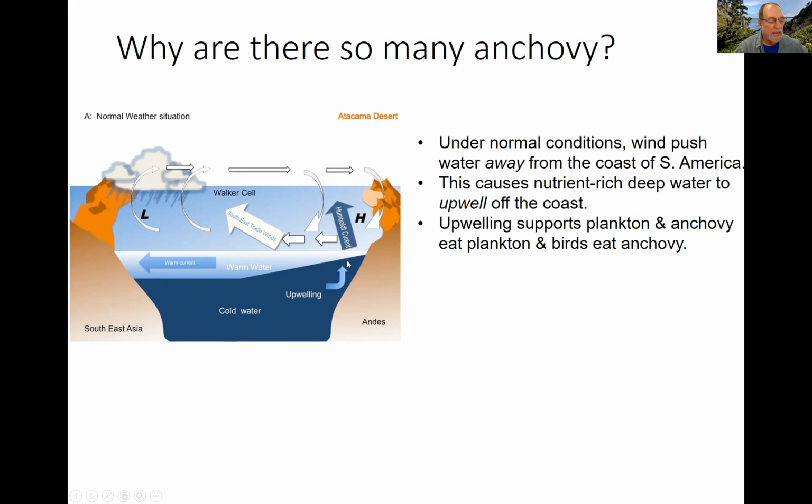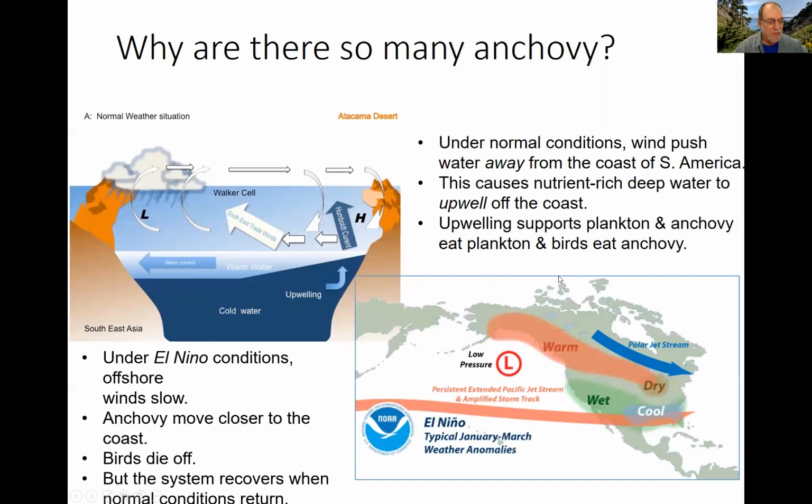And this upwelling water is rich in nutrients, which are produced by production that sinks to the bottom. And so upwelling zones are areas of particular productivity for fisheries. The upwelling off the coast of South America supports plankton, anchovy, and the birds eat the anchovy, and they deposit their guano on the Guano Islands, or they used to do. So that's the normal set of circumstances.